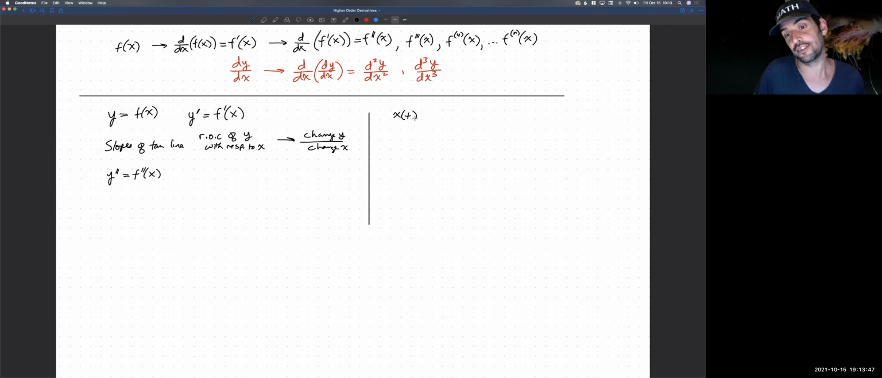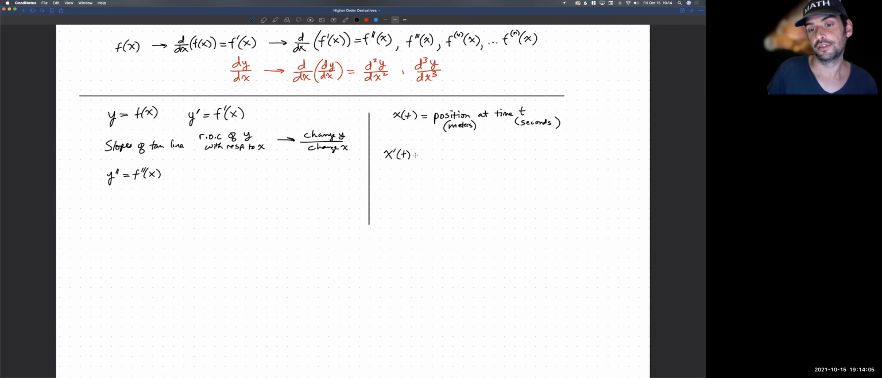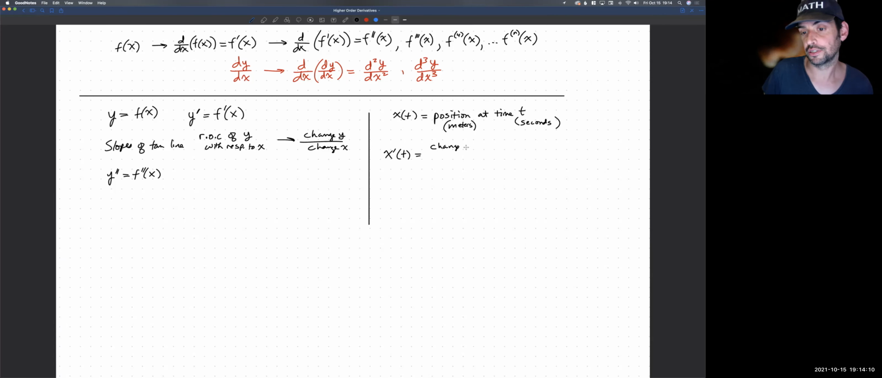If I have the function x of t, which gives me position at time t, let's give this units. So the position, let's say it's spitting out meters, and the input is going to be seconds. Time is in seconds, right? When we take the derivative, this is how does position change as we change time, right? And the units are meters over seconds, or meters per second.